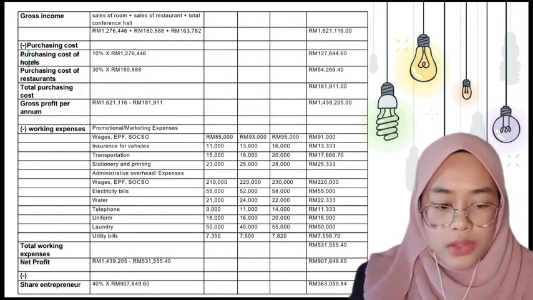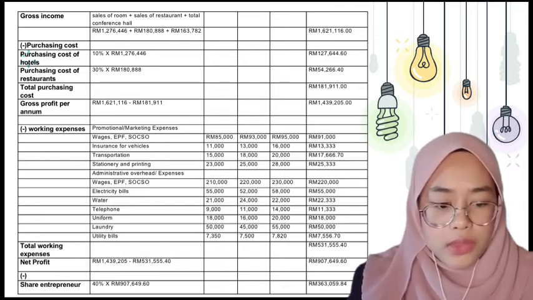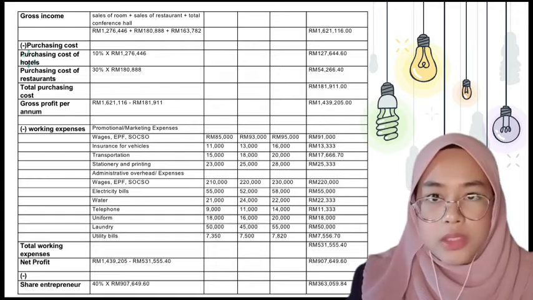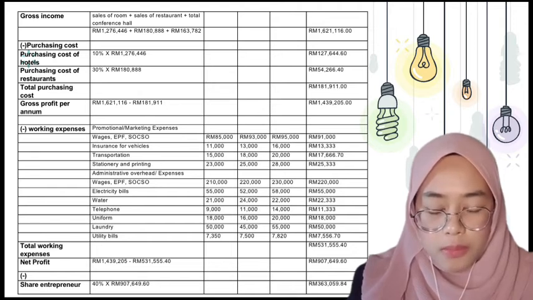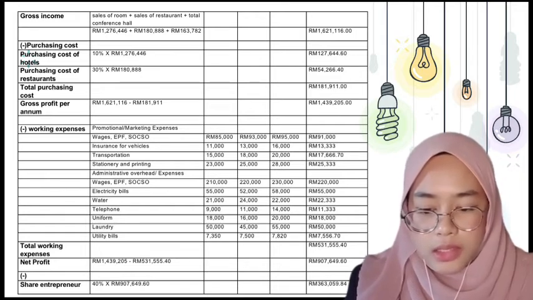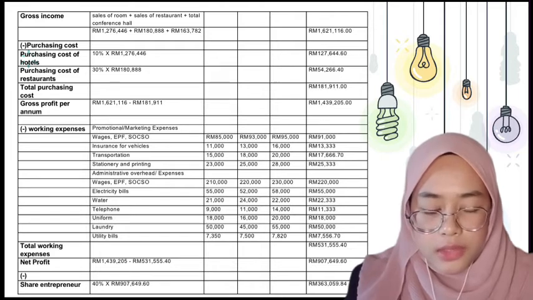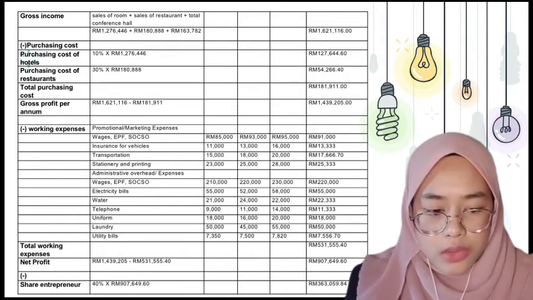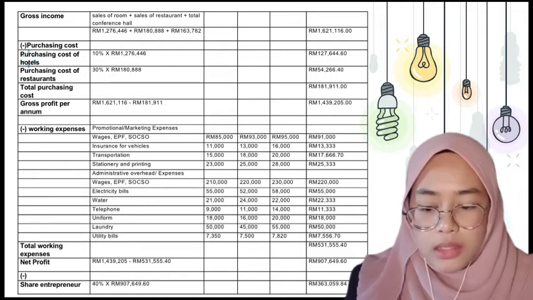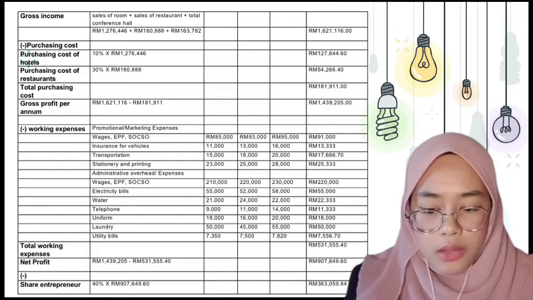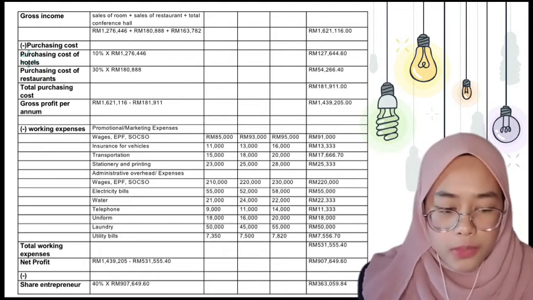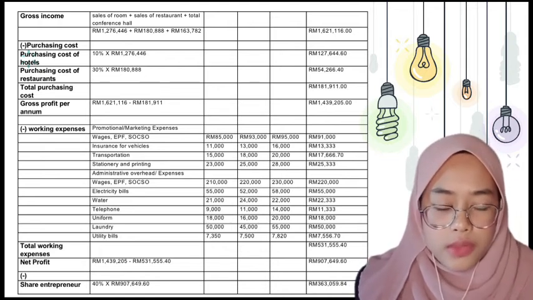And then the total gross income minus the purchasing costs. There are two types of purchasing costs: purchasing cost of hotel and purchasing cost of restaurant. By totalling up both purchasing costs, we get RM181,911. So for the gross profit per annum, we need to subtract the purchasing costs from the gross income, and the total is RM1,439,205.